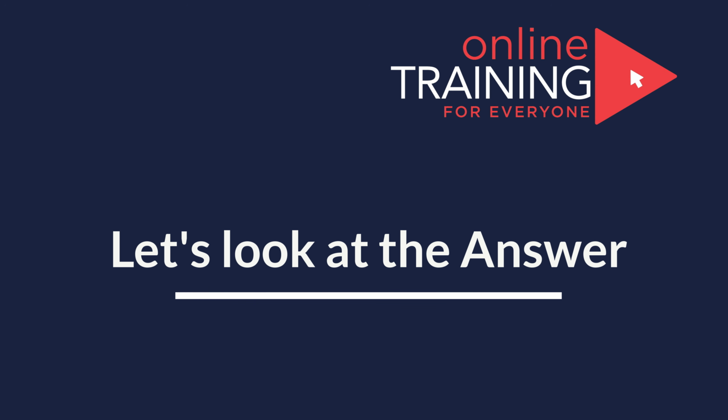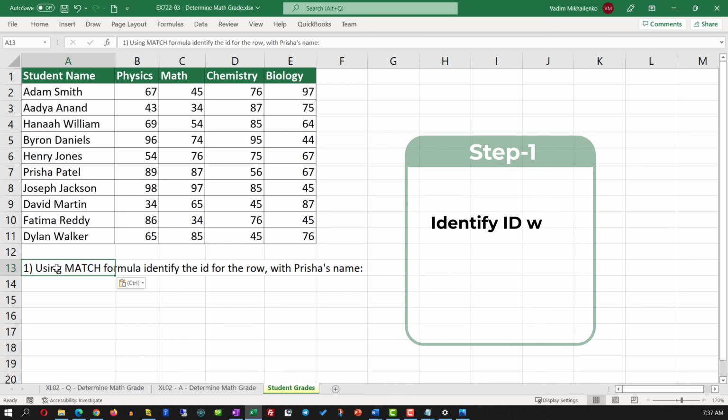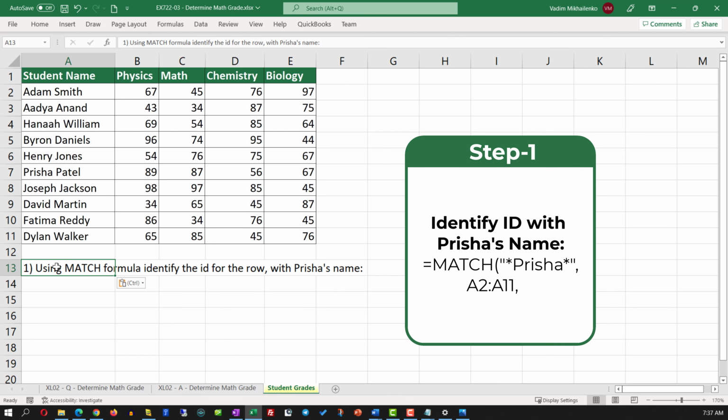We can solve this challenge in 2 steps. In step 1, we need to use the MATCH formula to identify the ID for the row with Prisha's name. First, we need to select what we are looking for. In this case, we can either type the full name for Prisha, or we can use asterisks and just type the first name.